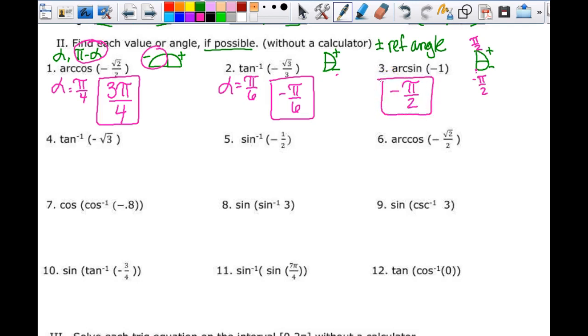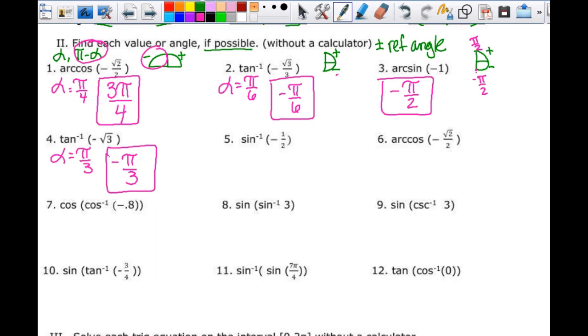Right. So now, tangent inverse of the square root of 3, right? That reference angle is pi thirds, but this is negative, so it is down in the fourth quadrant as a negative part of the reference angle. Negative pi thirds.